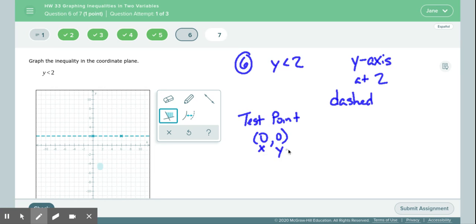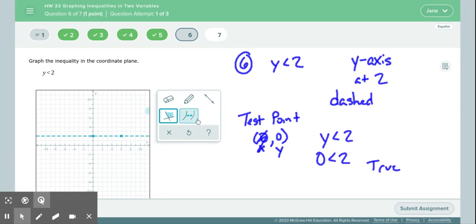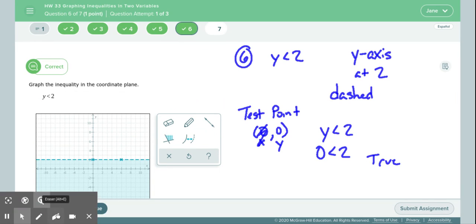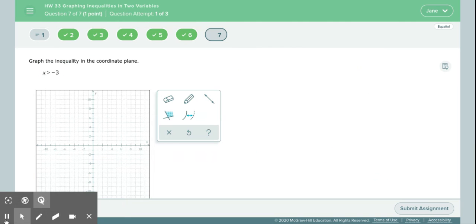So here's my x, here's my y. My inequality is y is less than 2. So I only have a y value to plug in. I'm going to replace y with 0. Is 0 less than 2 true or false? That is true. So I would be using my tool here to shade. I'd find where 0, 0 is, and then I click on 0, 0, and it automatically shades for me where all of those solutions will be. And then I'll check my work before I move on to the last question.